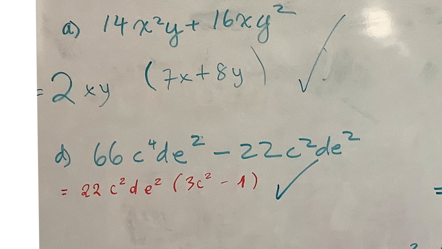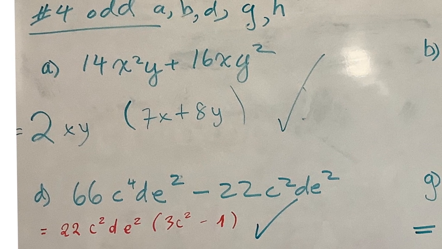For this set of questions, questions number 4, odd: A, B, D, G, and H. What we're going to do is look for the numbers that match. In this case, we have 14 and 16, so those are the coefficients. We look for the biggest number that divides 14 and 16. In this case, it is 2.